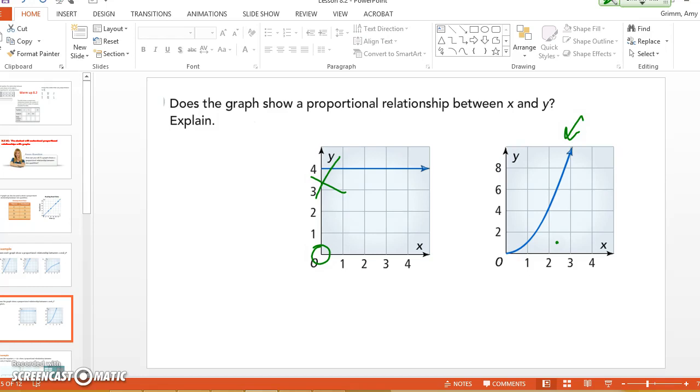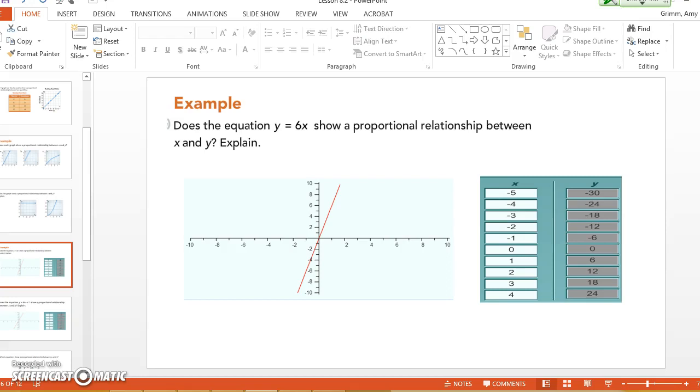Yes? What does linear mean? Oh, because that one's linear, but it just doesn't start up. It doesn't go through 0, 0. Linear, but is this one proportional? Why? Because it's not linear. Good. All right.